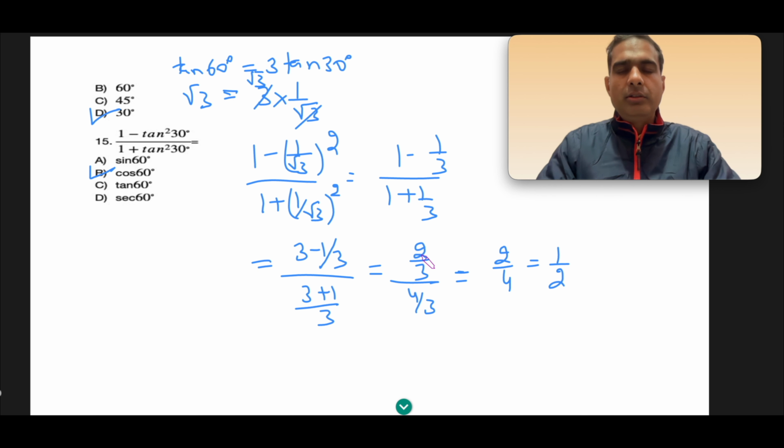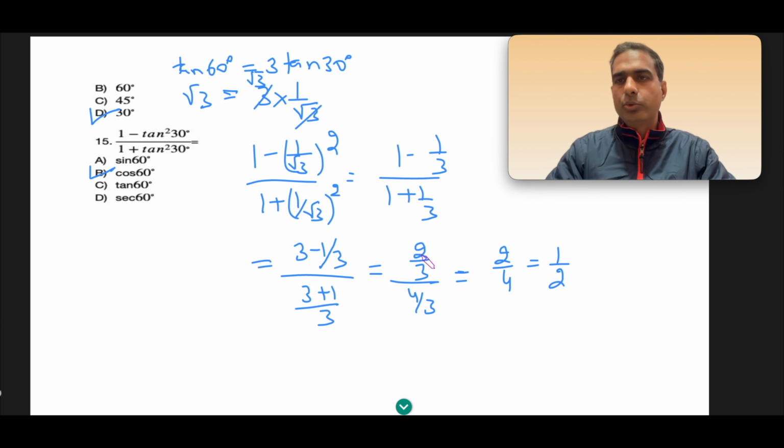So in this way we finished the 15 questions asked in the previous year question papers of the CBSE board examination. I hope you would have understood. In the next lecture we will be dealing with questions asked from the coordinate geometry in the previous year question papers of the CBSE board examination.